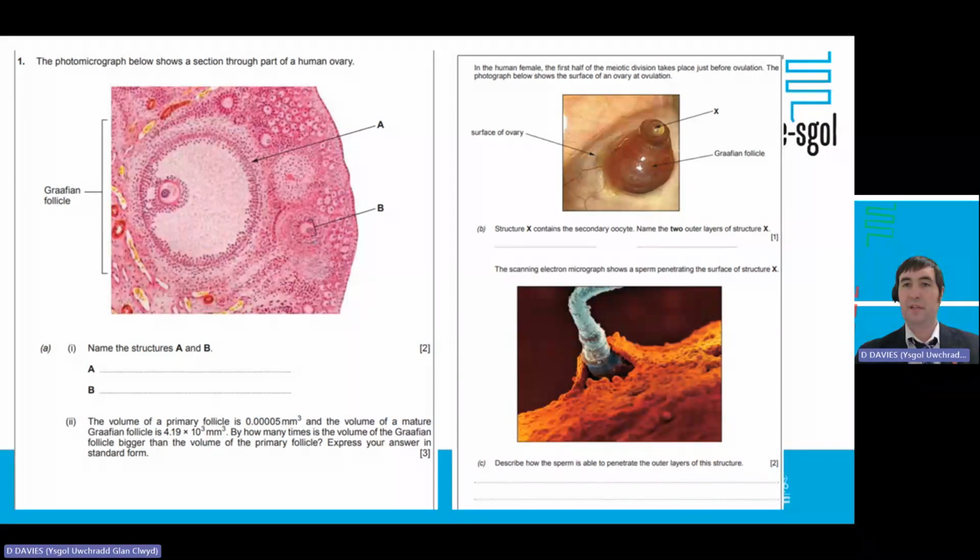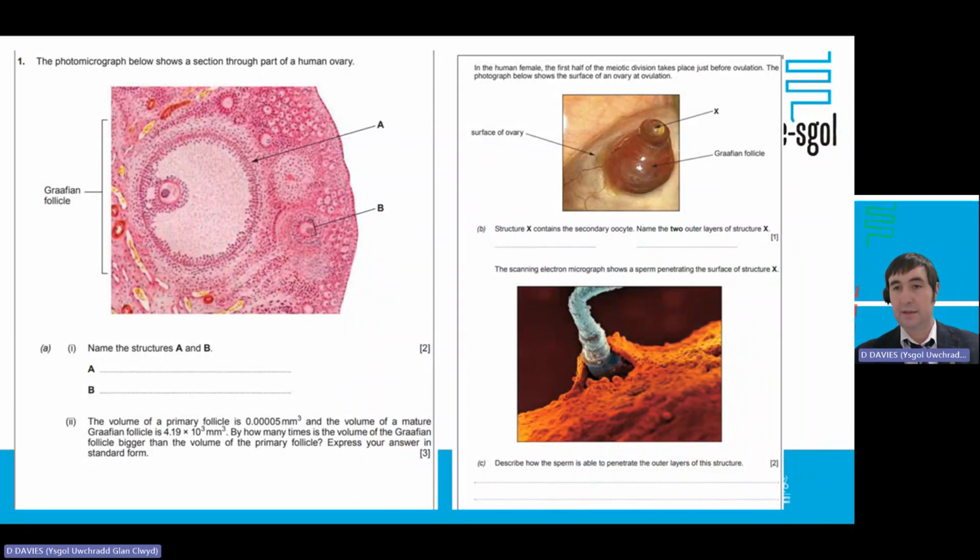In the human female, the first half of the meiotic division takes place just before ovulation. The photomicrograph below just shows the surface of an ovary at ovulation. I'd just like us all to take a minute and be amazed at that photograph. That's actually a photograph of ovulation occurring. That's pretty cool.